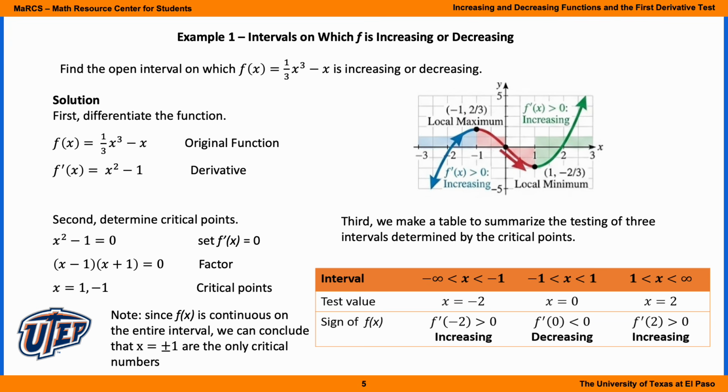Now for x between negative 1 and positive 1, we can choose the value x equals 0. And f prime of 0 yields negative 1. So since negative 1 is less than 0, the function is decreasing on the interval (-1, 1). And lastly, we will be testing the interval 1 less than x less than infinity. So we will choose the value x equals 2.